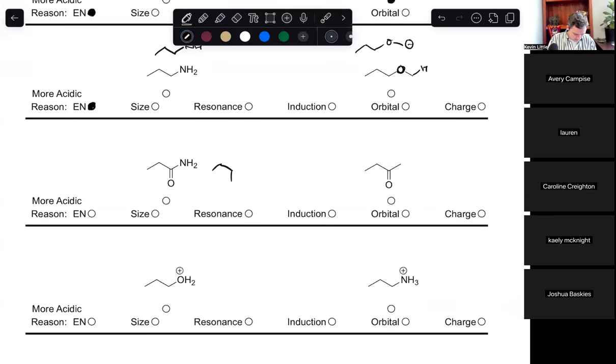Likewise, here it's pretty clear that the acid I'm talking about is this amide, where here it's one of these carbons. It doesn't really matter. I think technically that would be slightly more acidic, but they both have resonance, right? They both can push up into this carbonyl.